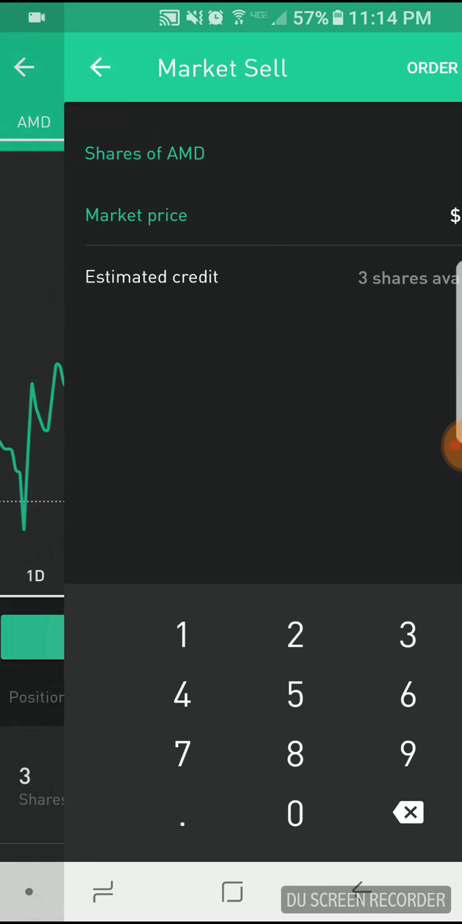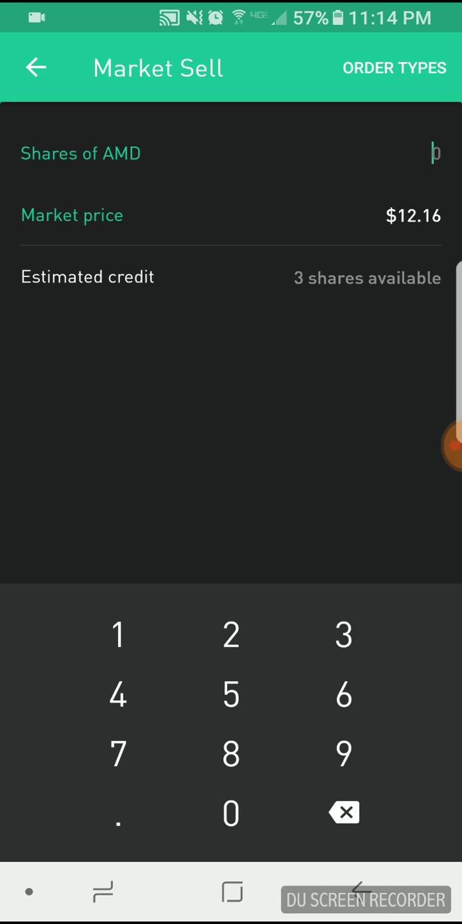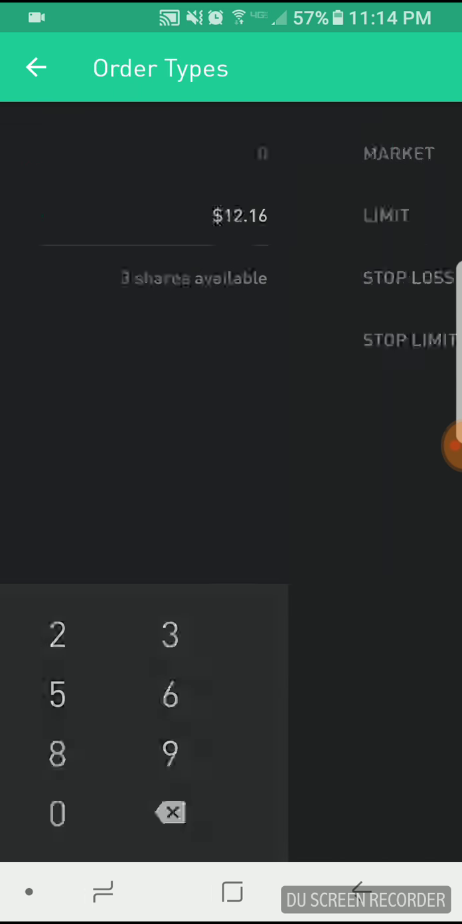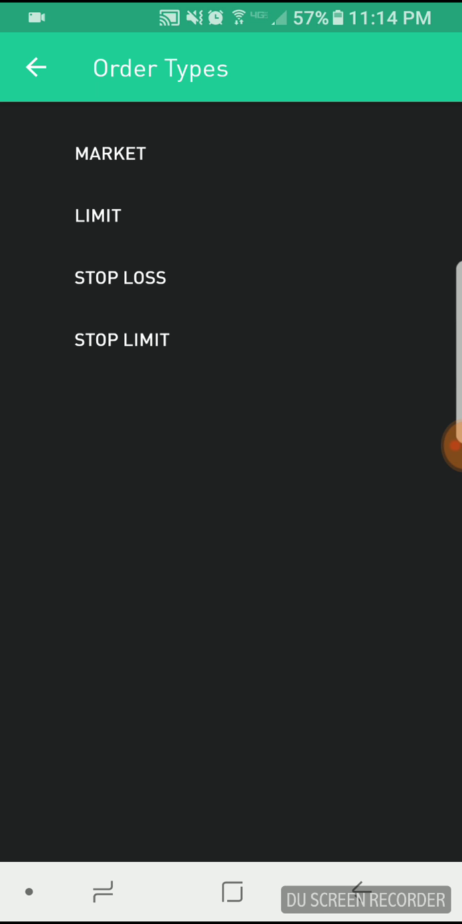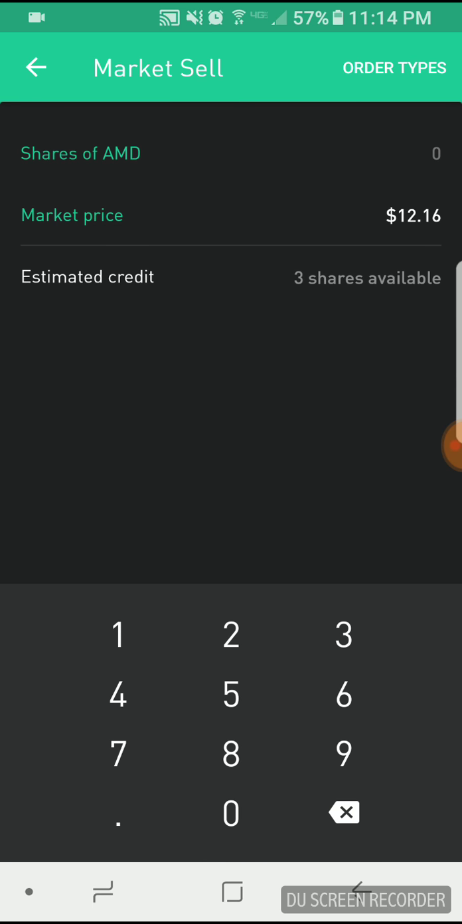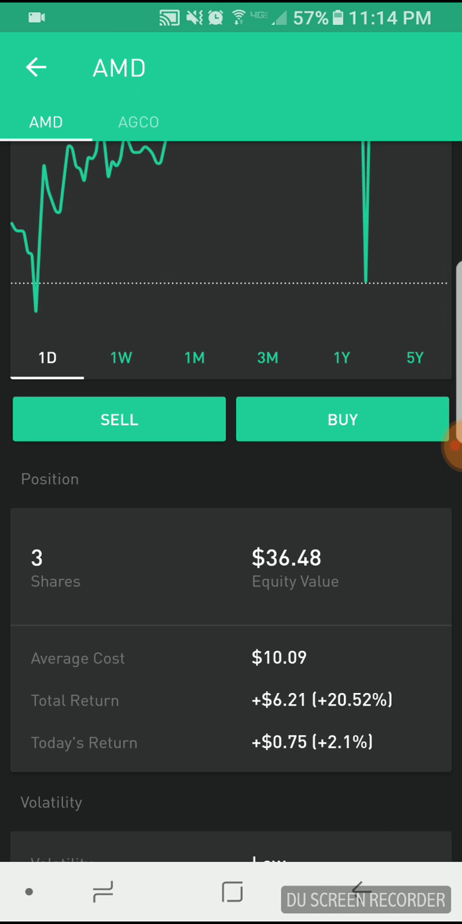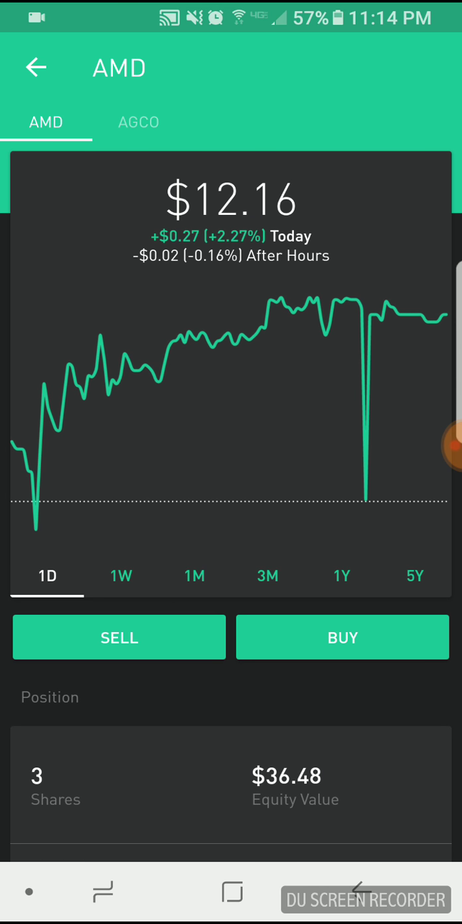And also with the selling function, very, very similar to the buy function. With my 3 shares I have, it says I have 3 shares available. So if I want to market sell them, I could sell the 3, and I'm estimating about a $36.48 return on my investment. But I'm not going to sell those right now. And then also, like I said, with the buy options, there's a limit buy, stop loss, and stop limit buy. Very, very basic.